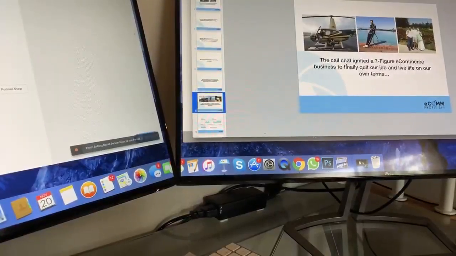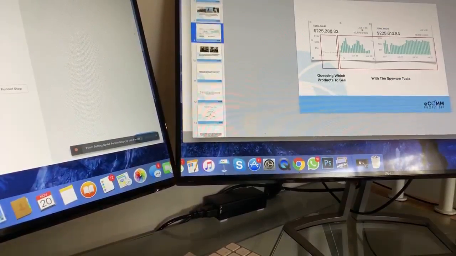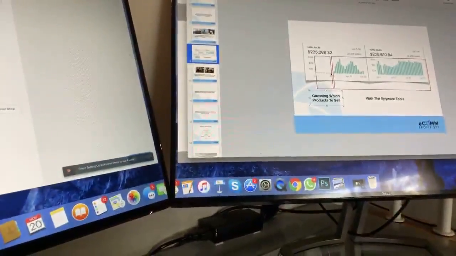So 100%, let's take a dive into it and show you guys a little bit of the back end of it. But you guys can see here as well, all right? So this is just our results from when we were first launching off. You guys can see this is guessing which products to sell, right? Absolutely no sales, a few right here.